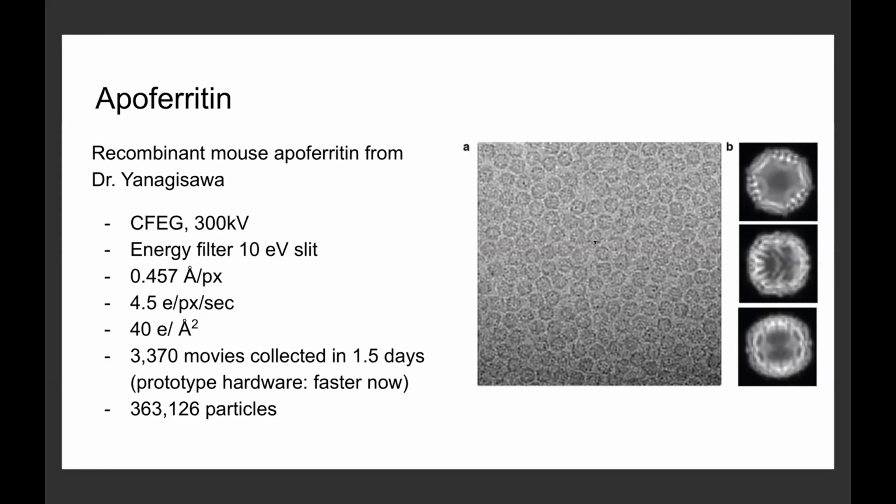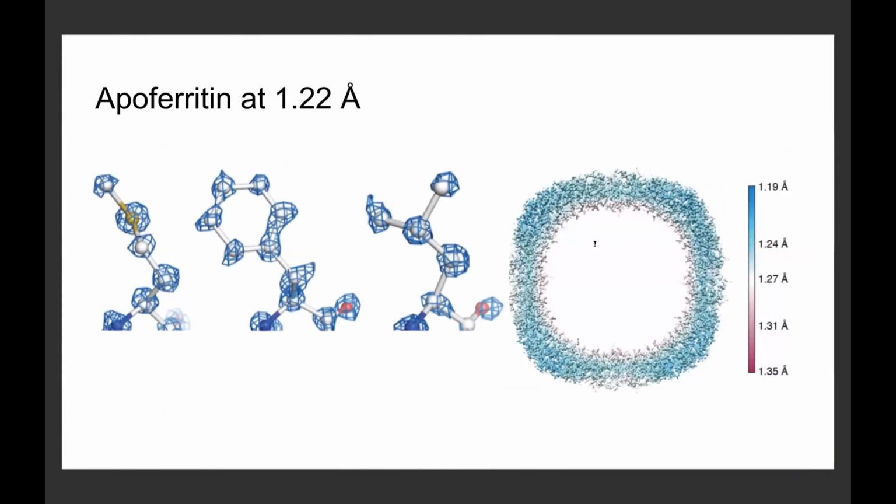The microscope was at that time a prototype and running very slowly, but nowadays it can be collected in probably half a day. And we got about 360 thousand particles. And from this, we got 1.22 angstrom. And you can see individual atoms as separated blobs.